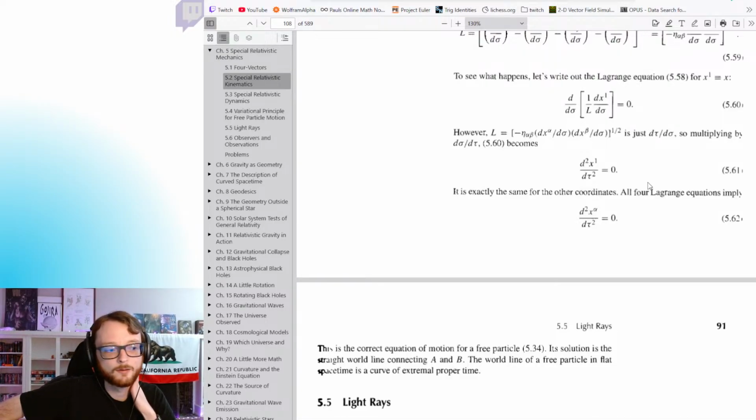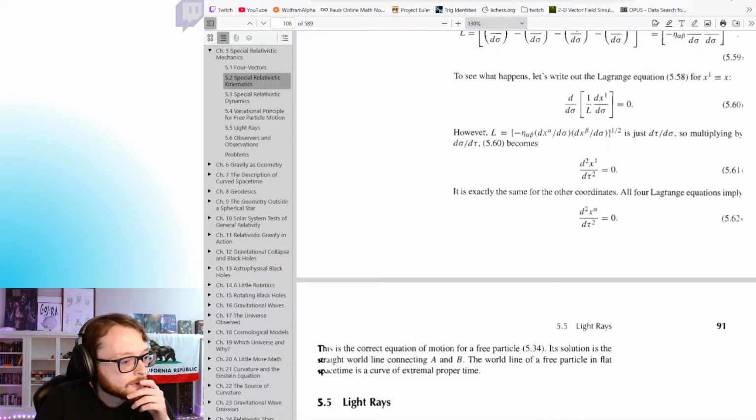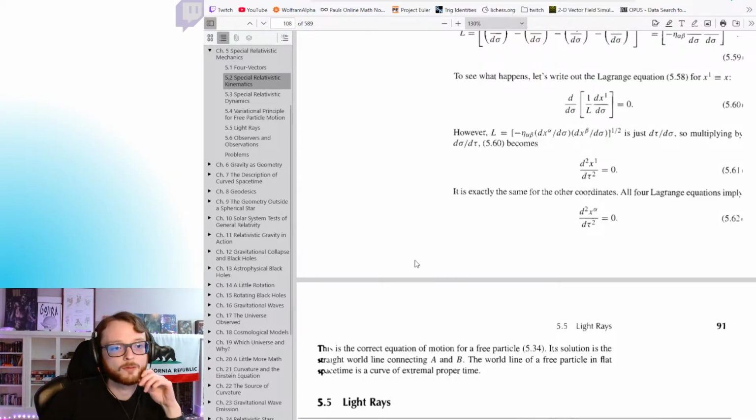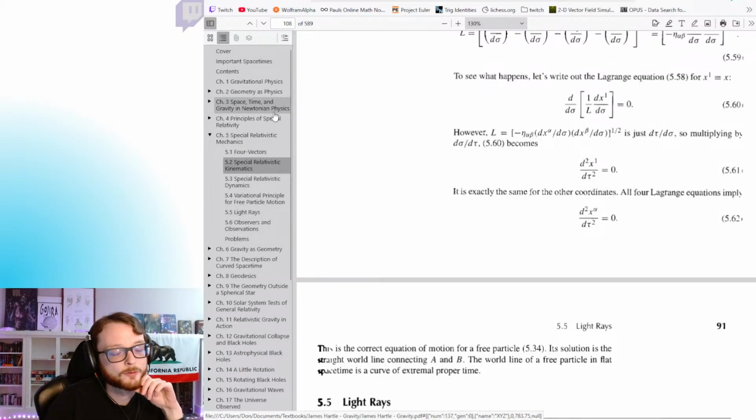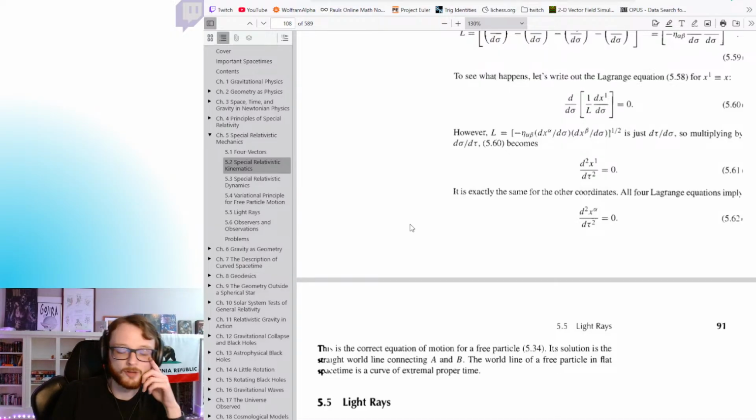Yes. Because an object at rest tends to stay at rest, an object in motion tends to stay in motion. Or like in chapter 3, they presented the same thing in a Newtonian context, where the second derivative is equal to 0 for a free particle.